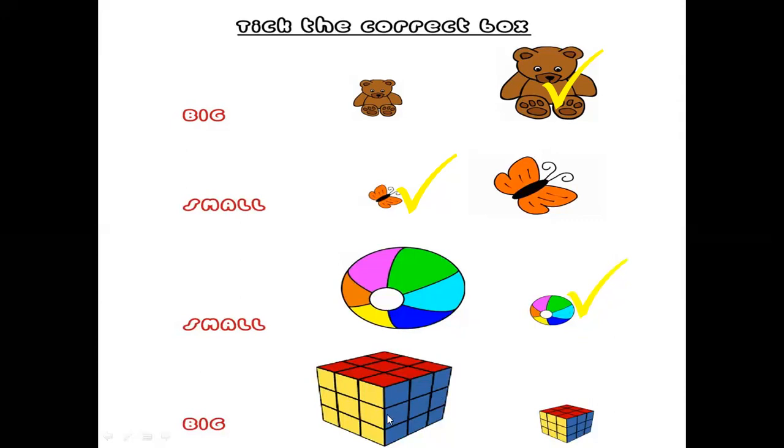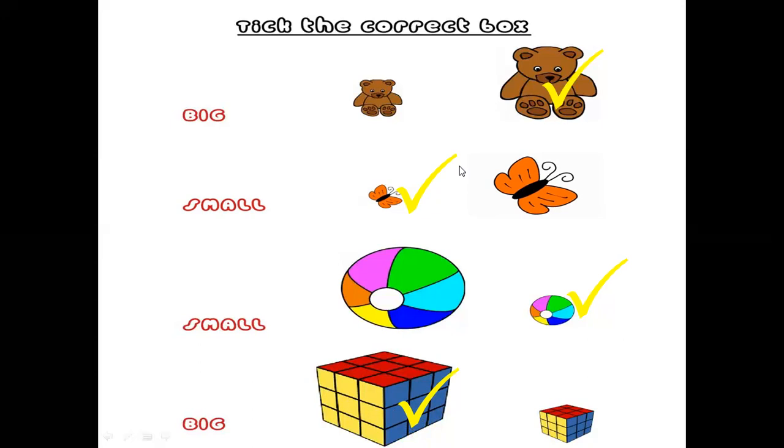Okay. Now the last one. There are two dice in this exercise. We are going to take the big one, because in front of the dice there is the word big. So this one is big. No, this one is not big. This one is big. So hold your pencil and tick this one. Well done. Very good.